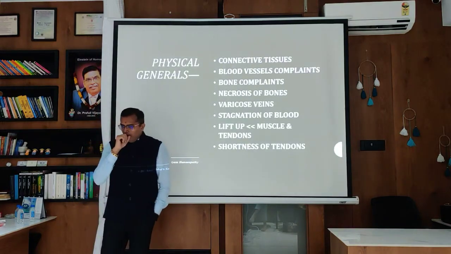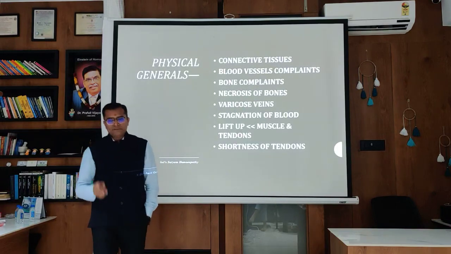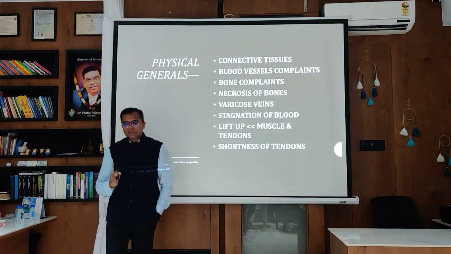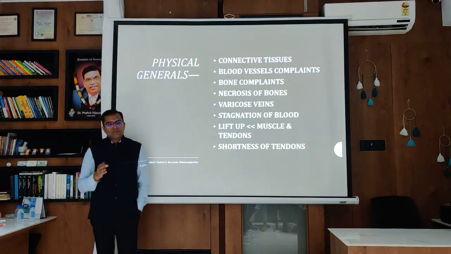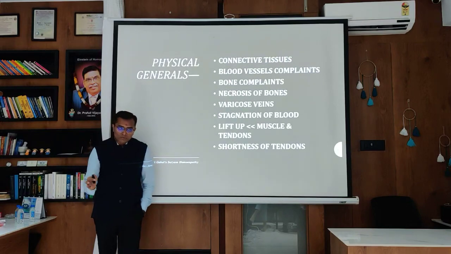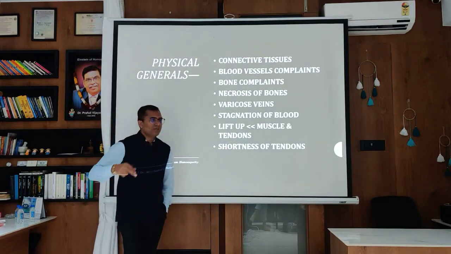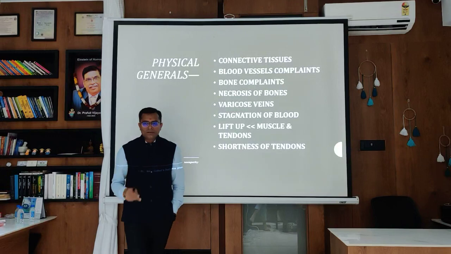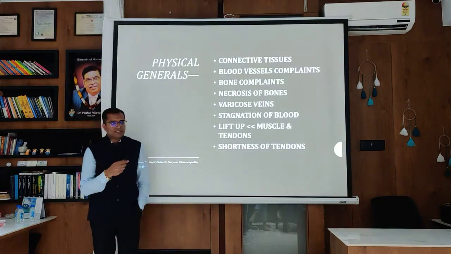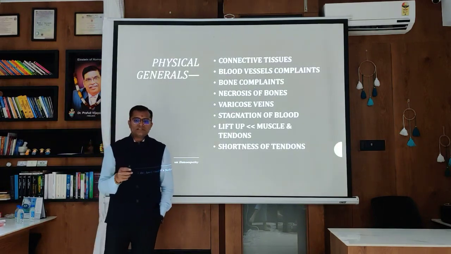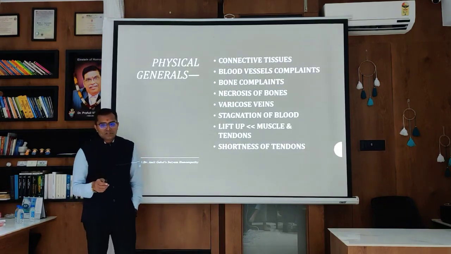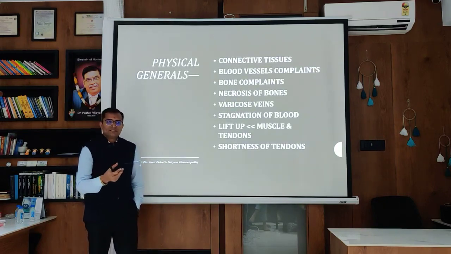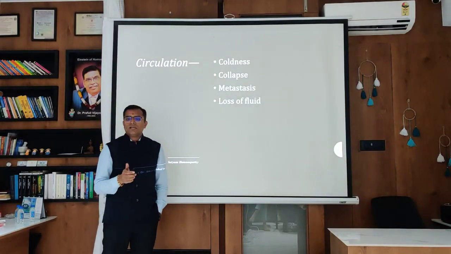So what are the physical generals? At the physical general level, the connective tissue is affected. In connective tissue, it affects the blood vessels, bone complaints, necrosis of the bones, specifically necrosis of the femur in Calcarea carb. Varicose veins: all carbons have varicose veins, stagnation of the blood, aggravated by lifting up, and affecting the muscles and tendons, with shortness of the tendons. Why shortness? Fibrin excess shortens the tendons.